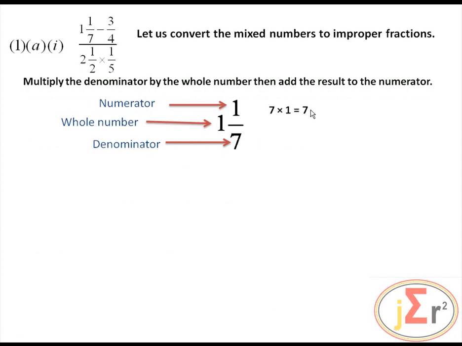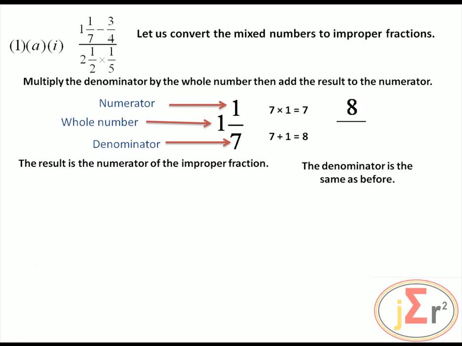7 times 1 is equal to 7. Then we add 1 to the result. We add the numerator to the result. So 7 plus 1 is equal to 8. So 8 will be the numerator of the improper fraction, and the denominator will be the same.